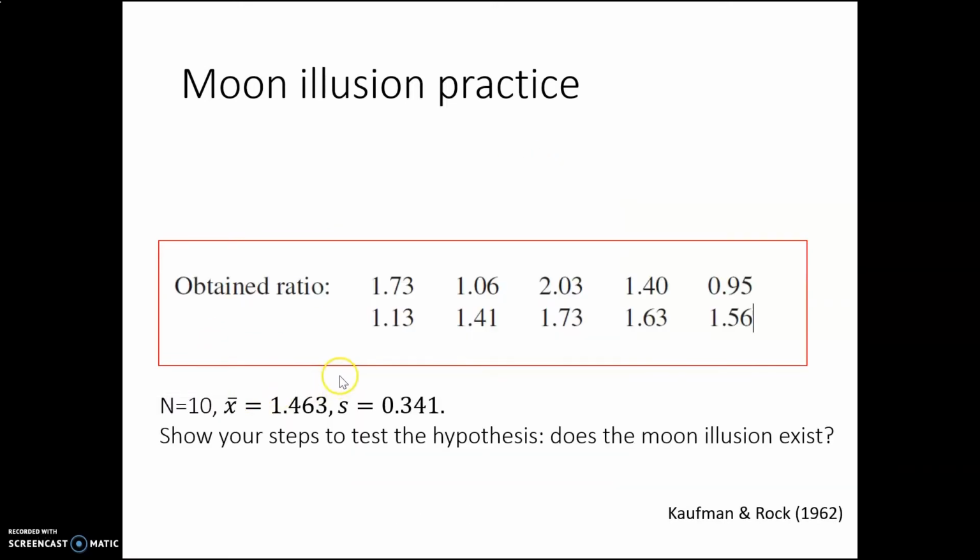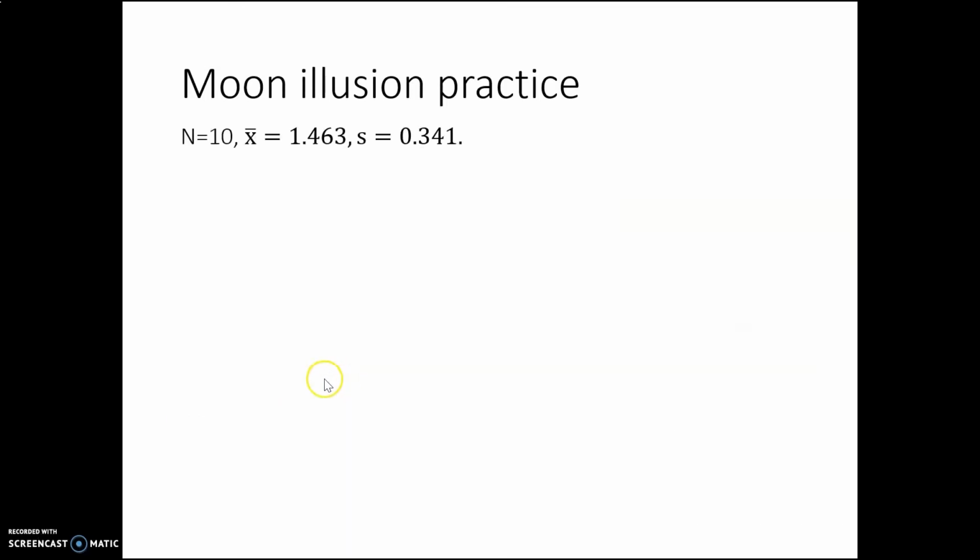Okay, so we're going to go through several steps as we did before. The first one is, of course, to set up the null hypothesis. The null hypothesis is that our participants perceive exactly the same moon size for the horizon moon and zenith moon, so the ratio should be 1. And the alternative hypothesis is that this ratio is not equal to 1.